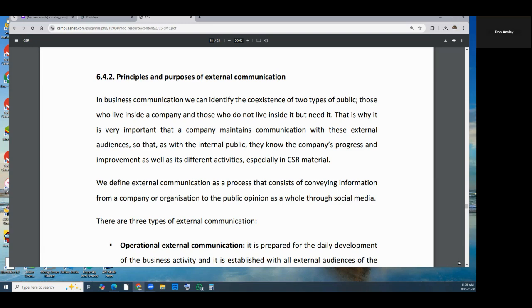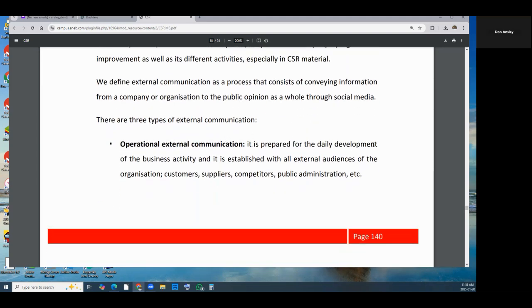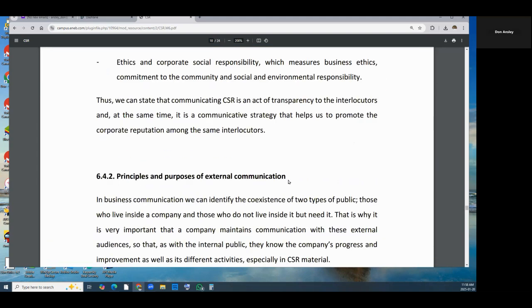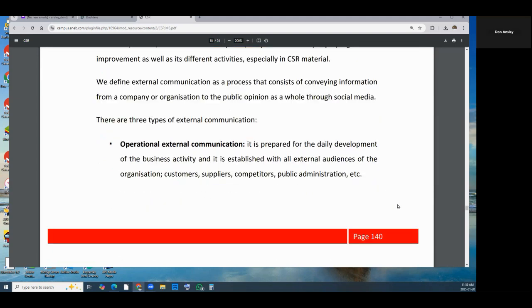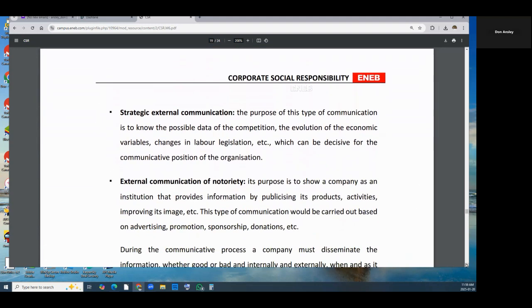There are 3 types of communication. Operational external communication is prepared for the daily development of the company, and it is established with all the external audiences: the organization, the customers, suppliers, competitors, public administration, etc. Strategic external communication. The purpose of this type of communication is to know the possible data of the competition, the evolution of the economic variables, and the changes in the labor legislation, which can be decisive for the communication position of the organization.